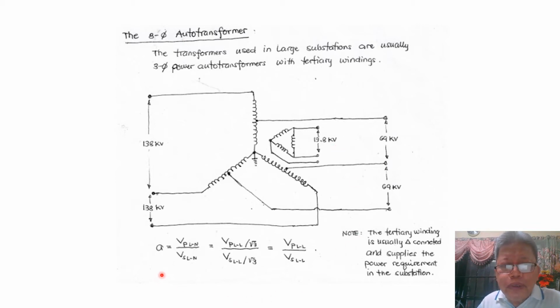So our transformation ratio a, which is defined as the primary line to neutral voltage over the secondary line to neutral voltage, and for Y, our line to neutral is just equal to the line to line over the square root of 3. Similarly for the secondary, so the square root of 3 will just cancel, so the transformation ratio is just equal to VP line to line over VS line to line.